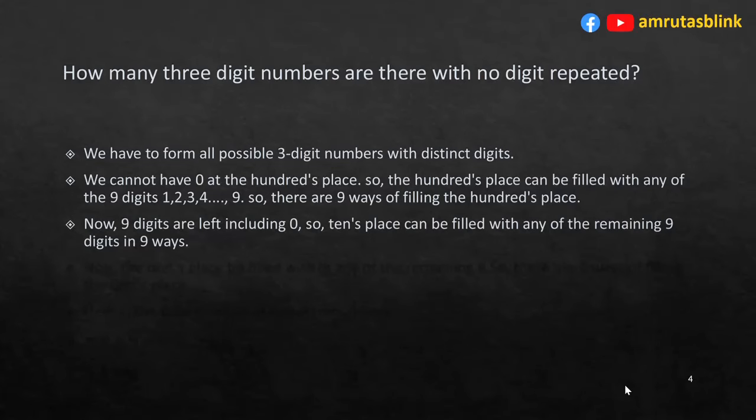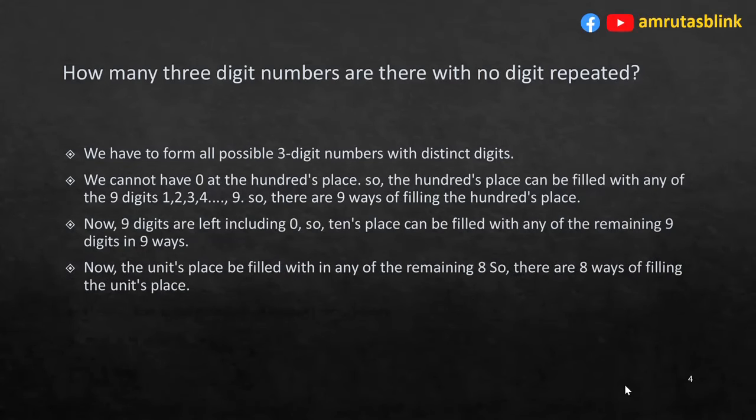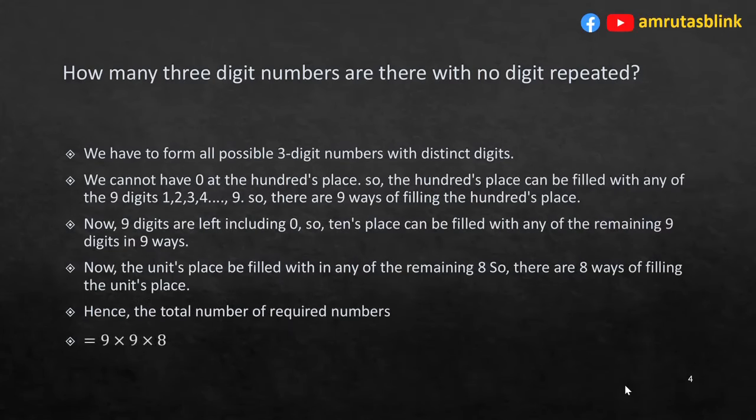Now 9 digits are left including 0. So the tens place can be filled in 9 ways, since the remaining 8 digits from 1 to 9, and 0 also, can be placed at the tens place. And the units place can be filled in 8 ways. So the total number of ways will be 9 into 9 into 8, that is 648 ways.